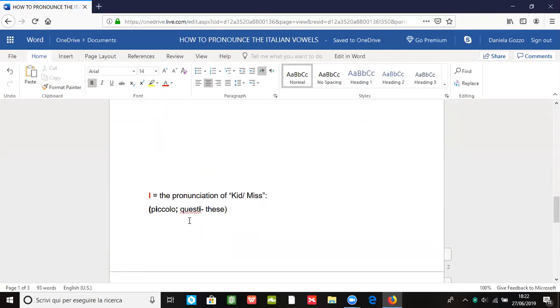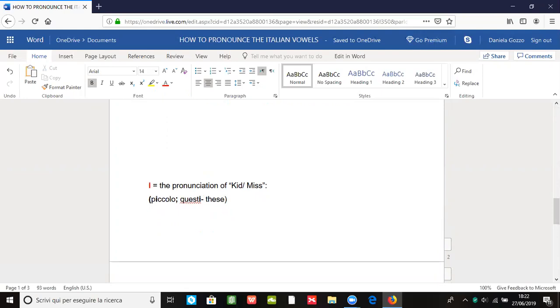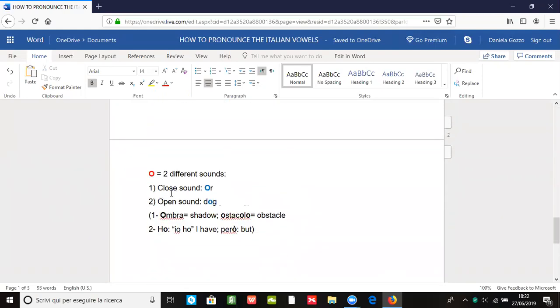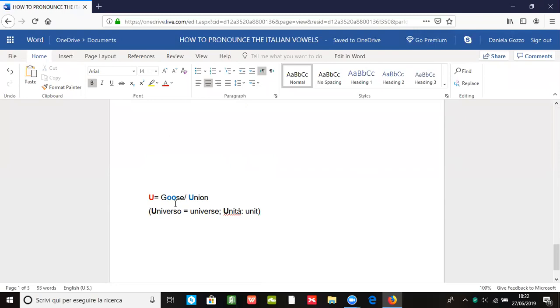I, like words piccolo or questi and other more. O, again, two sounds, close like ombra or ostacolo, and open sound like o and però. And the last one is U, like universo. Pay attention, it's not the English U, in Italian it's this sound, universo and unità.